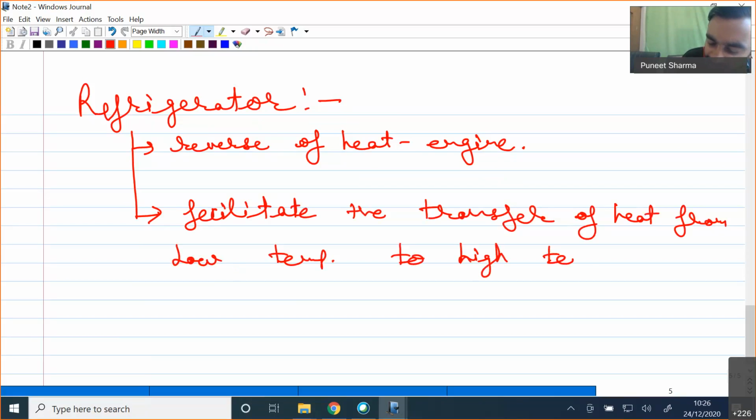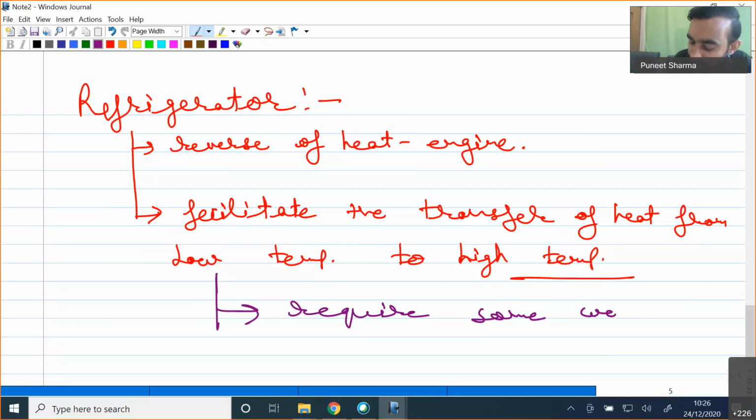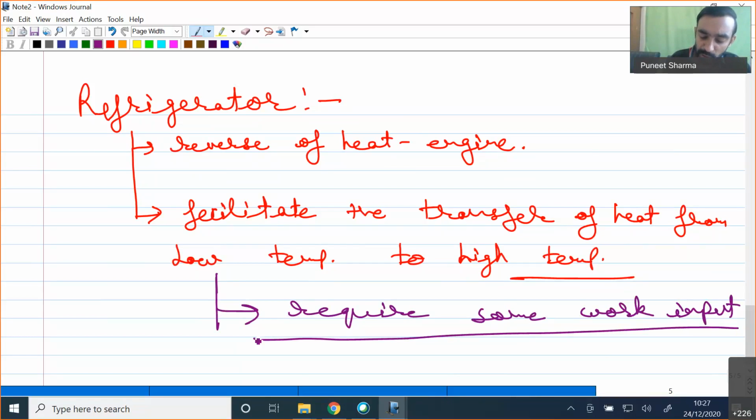So a refrigerator is a device which, thermodynamically, is the reverse of the heat engine, but it facilitates the transfer of heat from low temperature to high temperature. While doing so, it is basically working against the laws of nature. So it will require some work input. In order to facilitate this transfer of heat from low temperature to high temperature, because we are doing this against the laws of nature, it requires a certain amount of work input.